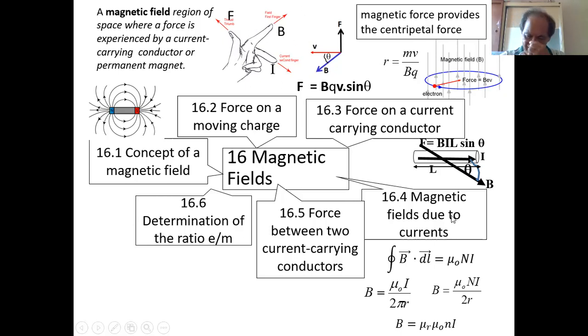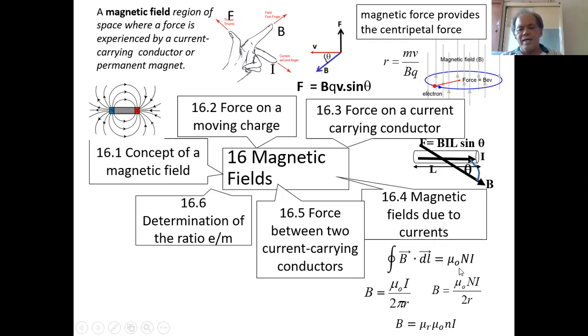And Saturday, we did magnetic field due to current. Right? We look at current carrying conductor. There's the equation, you have to memorize all of them. Then we look at Ampere's law. We use Ampere's law to derive the current, this formula.